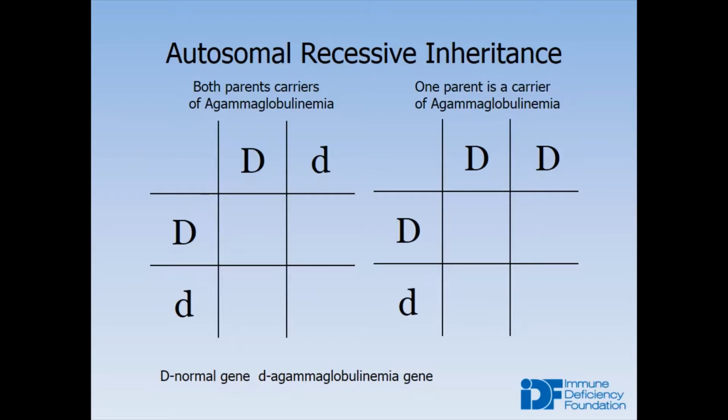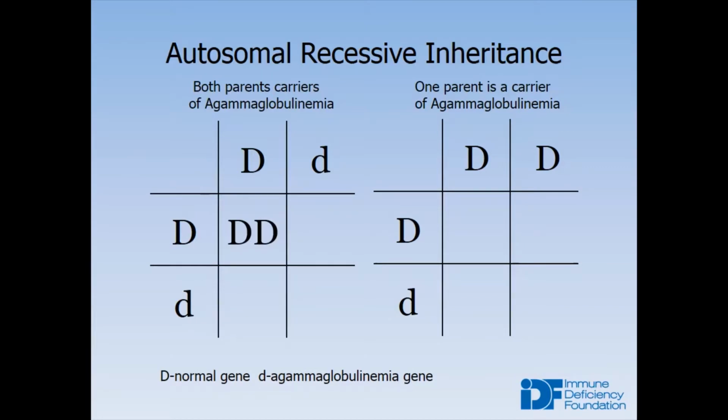But recessive means that you have to get 2 of the abnormal genes in order to have the condition. So if you have at least 1 normal gene, you'll be fine. You may carry that and you could pass it down. So here, for instance, we have 2 carriers. We have a father with a normal gene and an abnormal gene, and a mother with a normal gene and an abnormal gene. The little d is the abnormal gene.